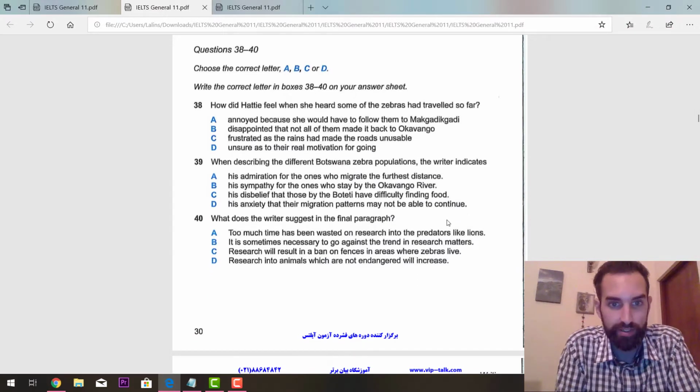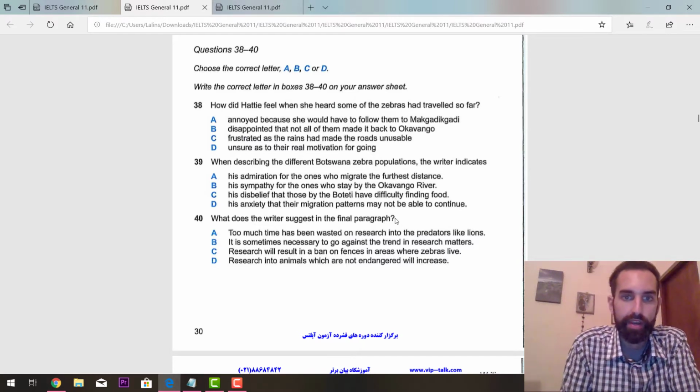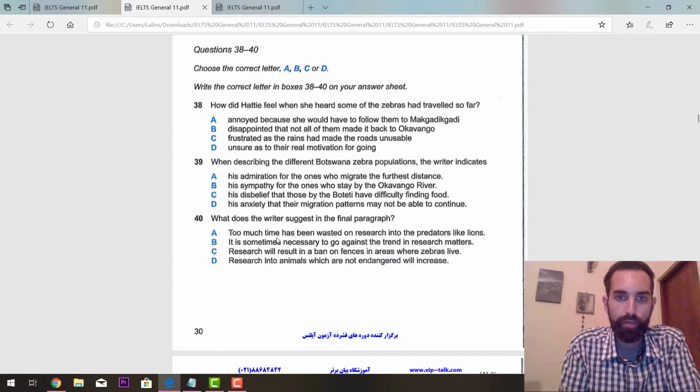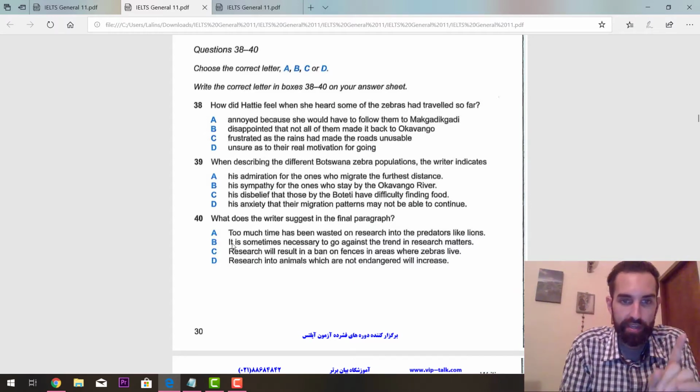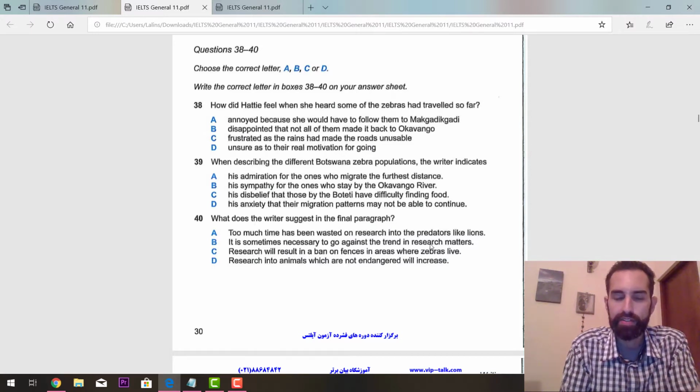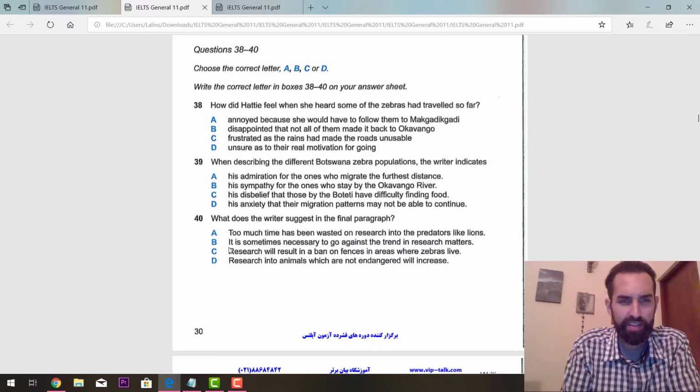Okay, so what does the writer suggest in the final paragraph? A, too much time has been wasted on research into the predators like lions. No. I remember section G mentioned that it was important. Research into lions was important, but research into zebras was also important, so it's not A. B, it is sometimes necessary to go against the trend in research matters, possibly, because it was advocating research into a field that's not as, let's say, as sexy as research into lions, because that's more popular, a very popular predator.